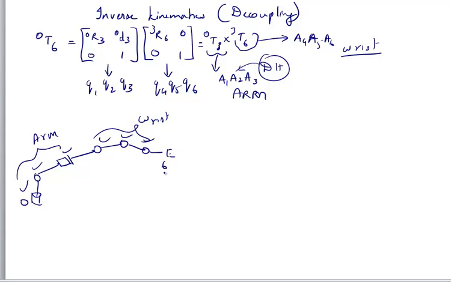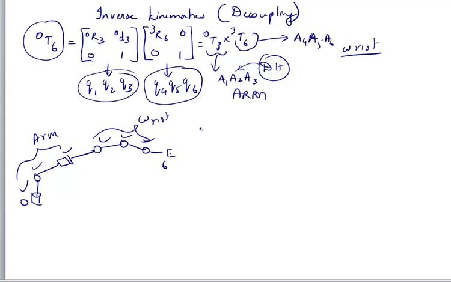Now generally if an inverse kinematic problem is asked, what will we expect? We will expect that they will give some 0T6 and they will say find out Q1, Q2, Q3, Q4, Q5, Q6, the 6 joint variables. That is what generally an inverse kinematic problem asks.